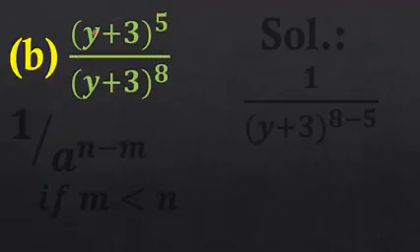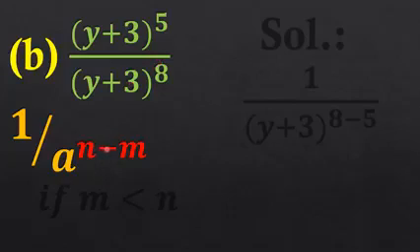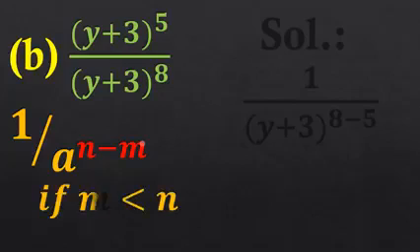Another one, we have the 5th power of y plus 3 over 8 power of y plus 3. So again, we will compare the exponents ng numerator with respect to the exponent of our denominator. So we have the value of m, which is 5, and the value of our n, which is 8. Now, which is greater, 5 or 8? Yes, the answer is 8. Then, we will use the form 1 over a raised to n minus m. Condition natin, if m is less than n. Kung yung m natin is mababa, compare sa exponent ng n.